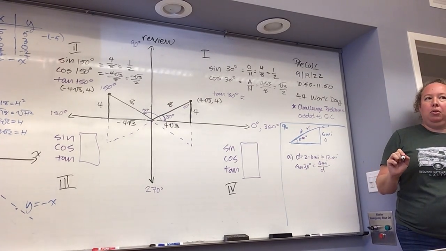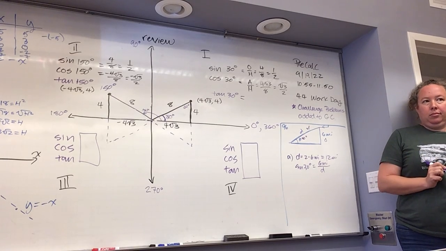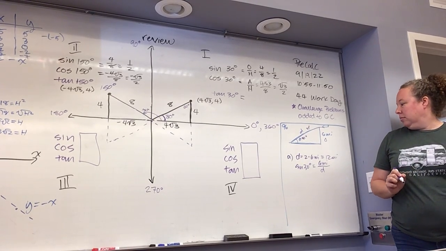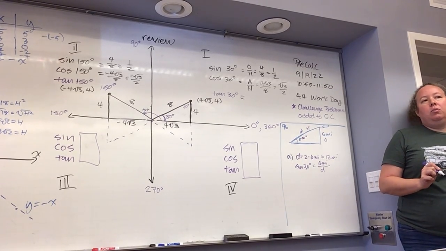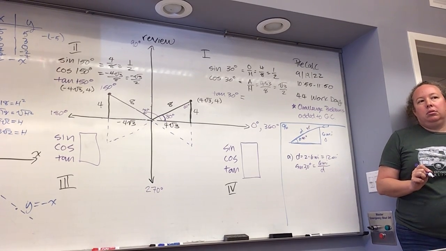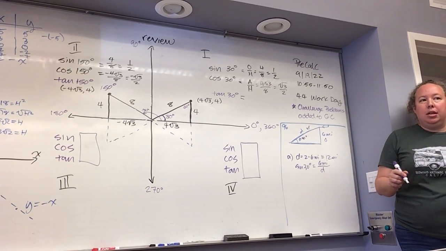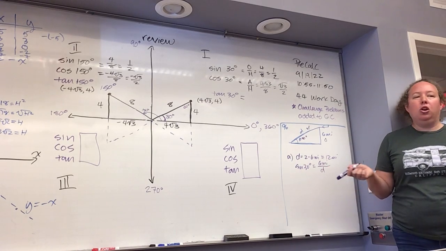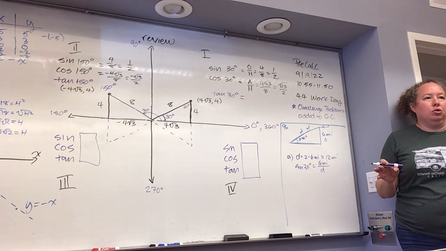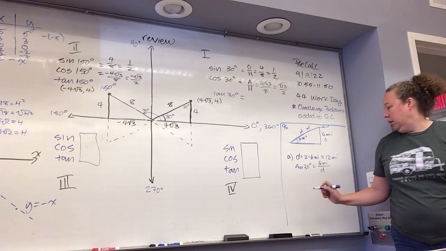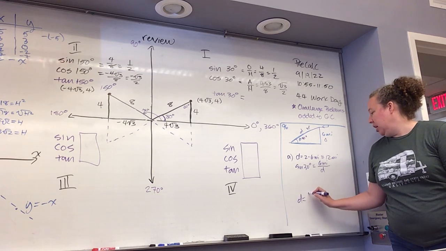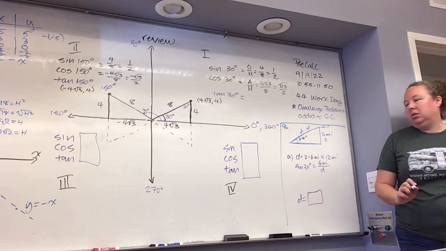Okay, now what do we do? We solve for sine. Well, what are we solving for? D. We're solving for D. So how will we know when we're done? What will the answer look like? D equals some number.